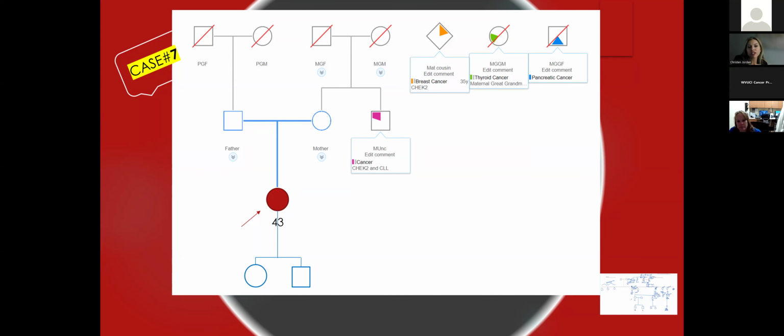She tested positive for CHEK2. So then dad had testing to know whose side it was coming from, and dad was positive. Dad happened to have CLL. Then they had some distant relative with thyroid and pancreatic cancer. Now, that pancreatic is actually her mother's grandfather, so her great-grandfather. So we knew where to look for the CHEK2.